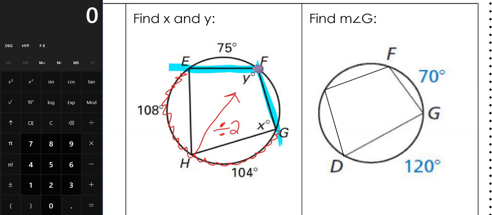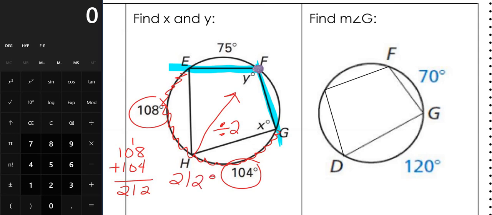Okay, we'll look at this red highlighted section. It's 108 and 104. So put those together, and that's going to give me the entire arc. So 108 plus 104. 8 plus 4 is 12. Bring down the 1. 1 plus 1 is 2. So it's 212 degrees for the measure of this red arc. So as we pull it back, we're going to do 212 divided by 2. And we're going to get 106 degrees for angle y. 106 degrees. So that's the measure of angle y.